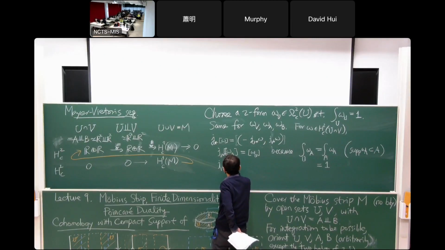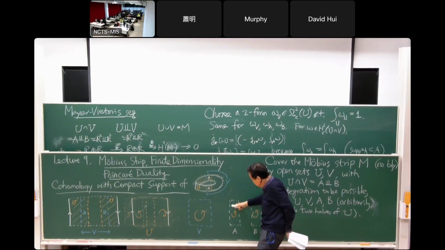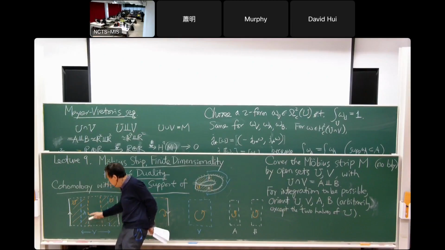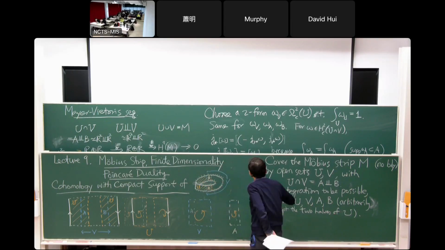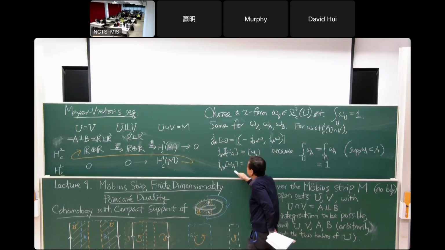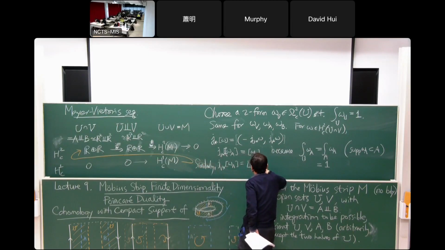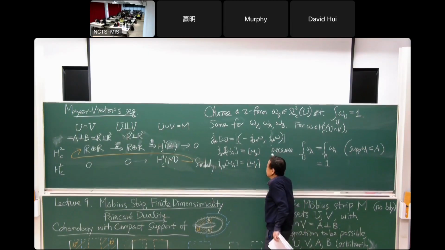Okay, and then what about JV star of omega A? Now let's see. A is also in V, and A is here, and it's oriented the same way. So you also get 1. So I will just say similarly, when you include it in V, you get the generator.